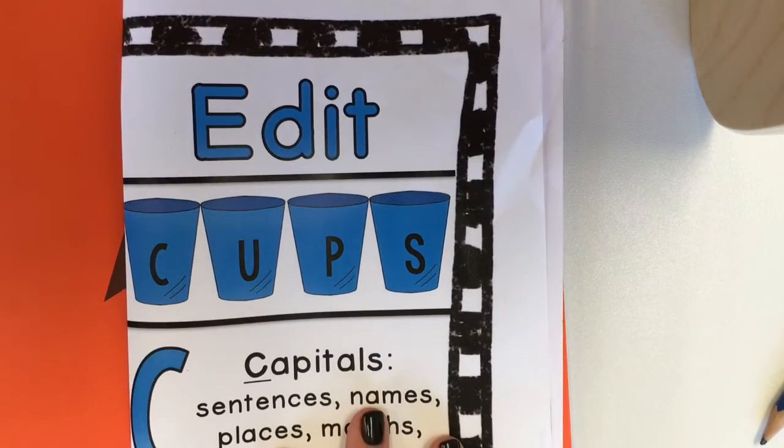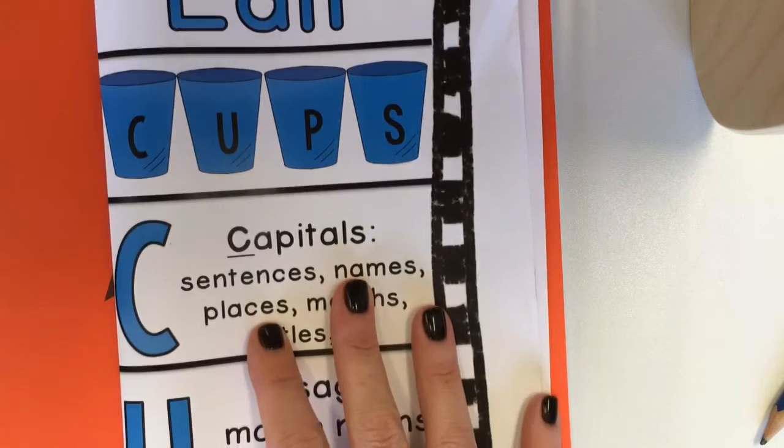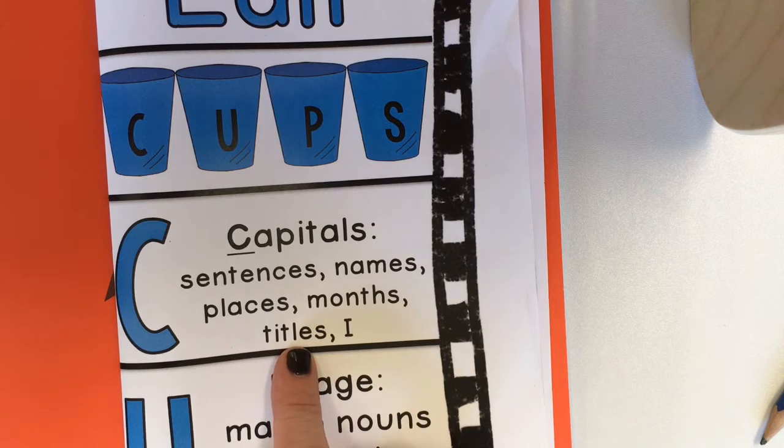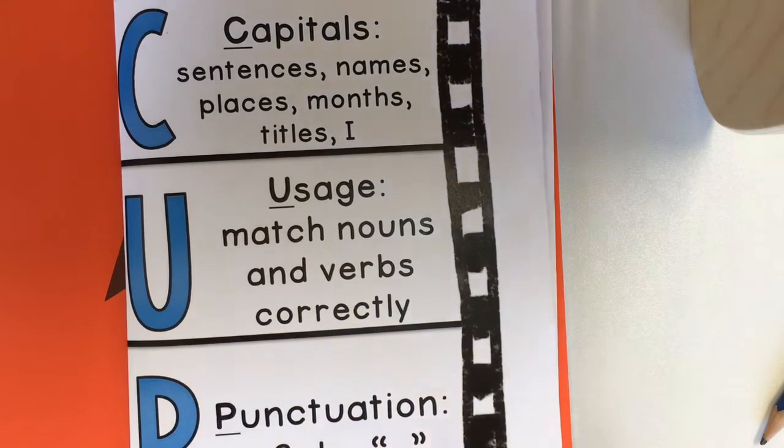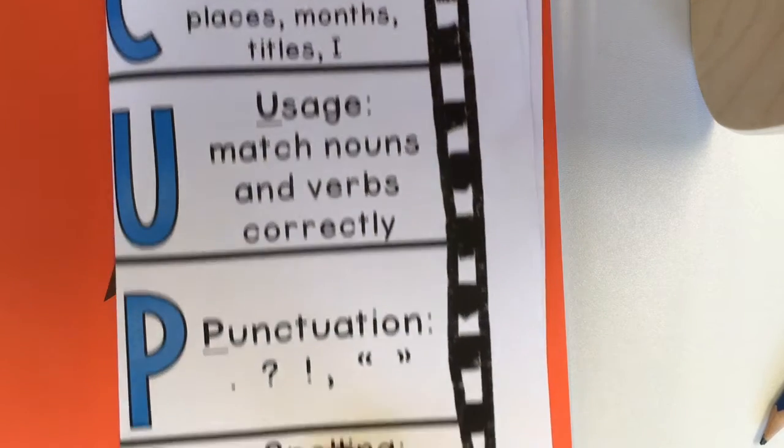The editing side is where we use the acronym CUPS. CUPS, the C stands for capitals, making sure we use capital letters. The U stands for usage. Do your nouns and verbs match? So that means we would say "the dogs run." But if it was just one dog, it would be "the dog runs." So whether or not you have S's on your verbs in present tense, we make sure that our nouns and our verbs match correctly.